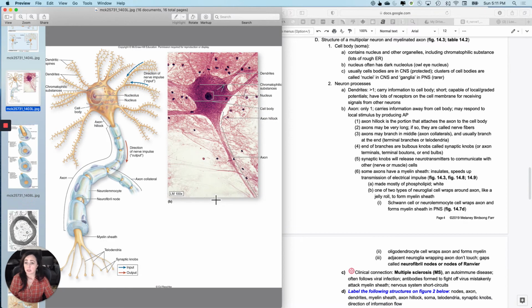So if you look at this figure then, where is this axon running through? The CNS or the PNS? It's running through the PNS because you can tell by the type of myelination it's got.